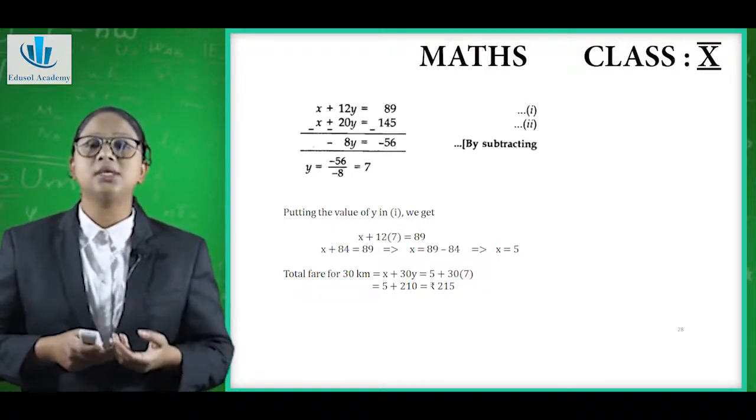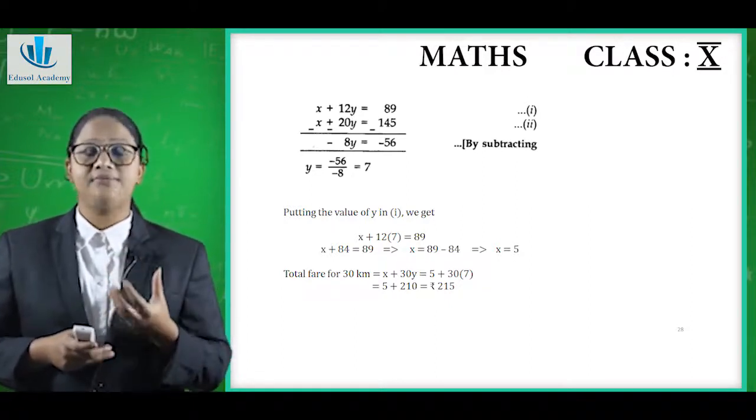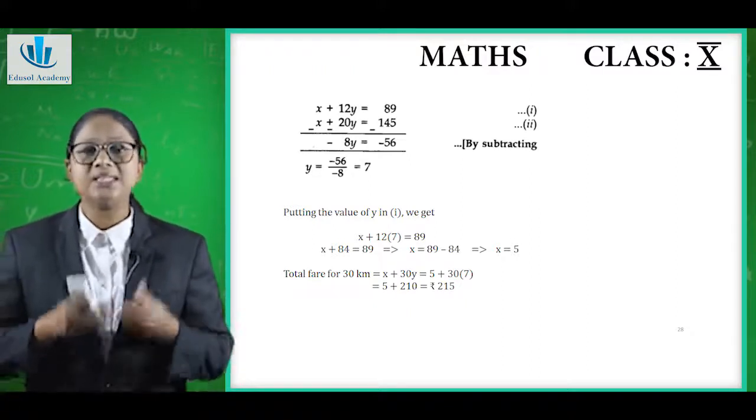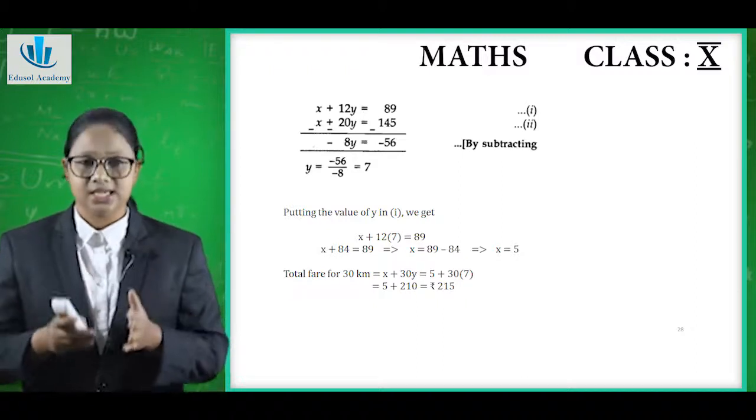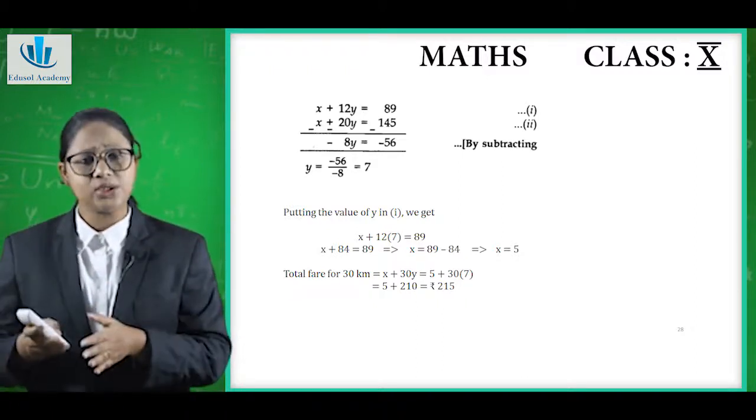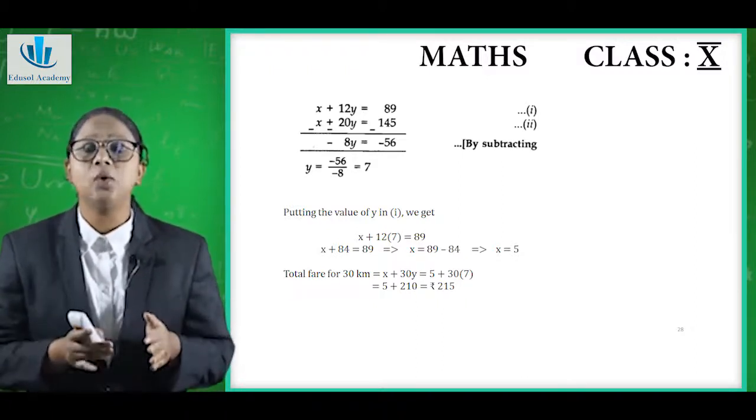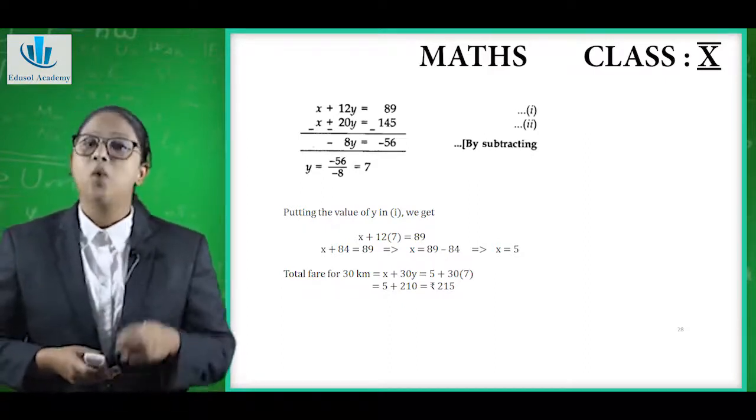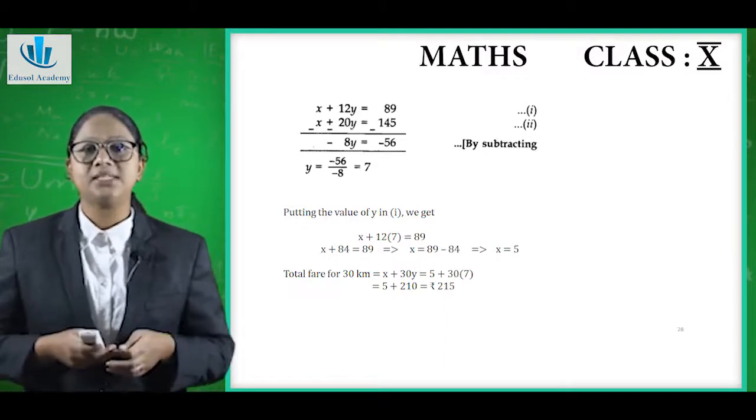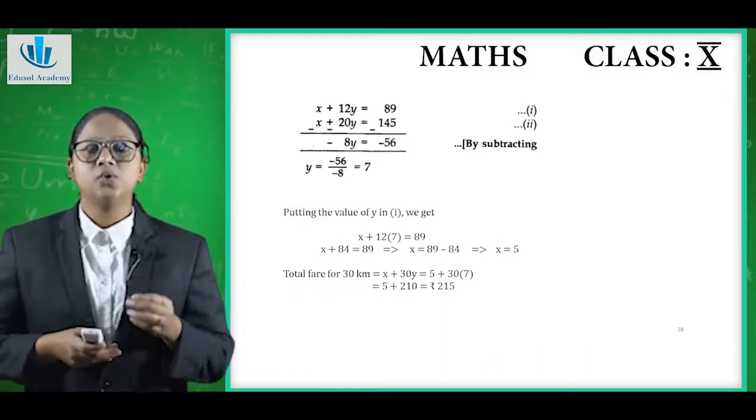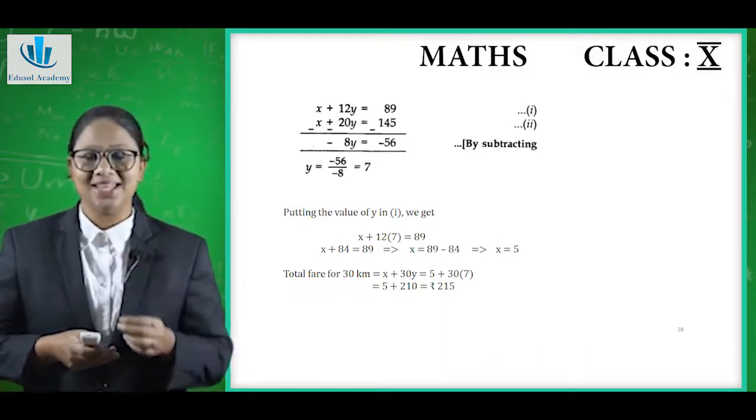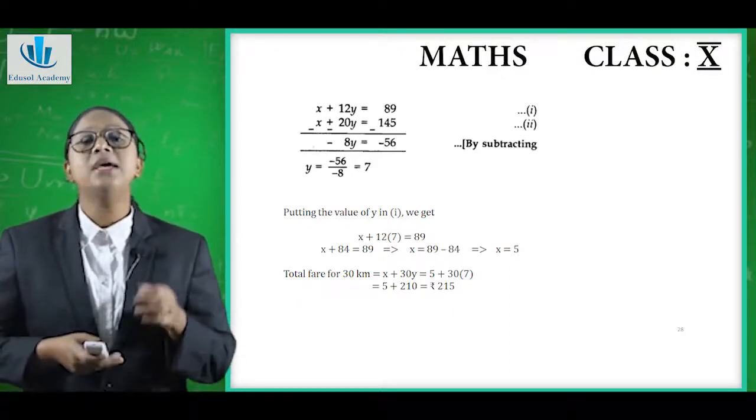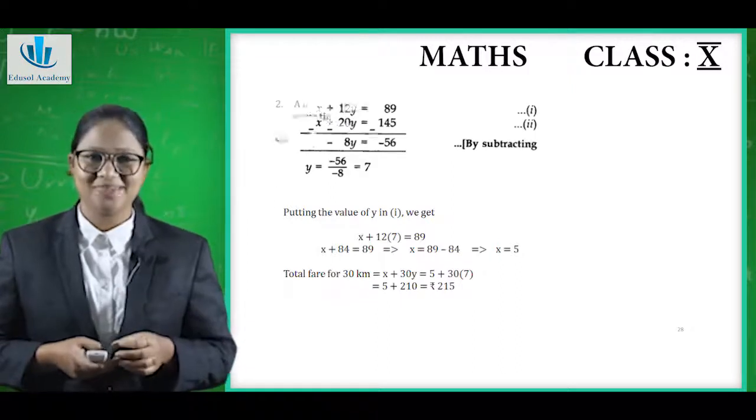Now the question is that we have to find the fare for 30 kilometer distance. How do you find that? x plus 30y: fixed charge plus 30 kilometers into charge per kilometer. x is 5, y is 7, so we get x plus 30y is equal to 5 plus 30 into 7, that would be 205 rupees.